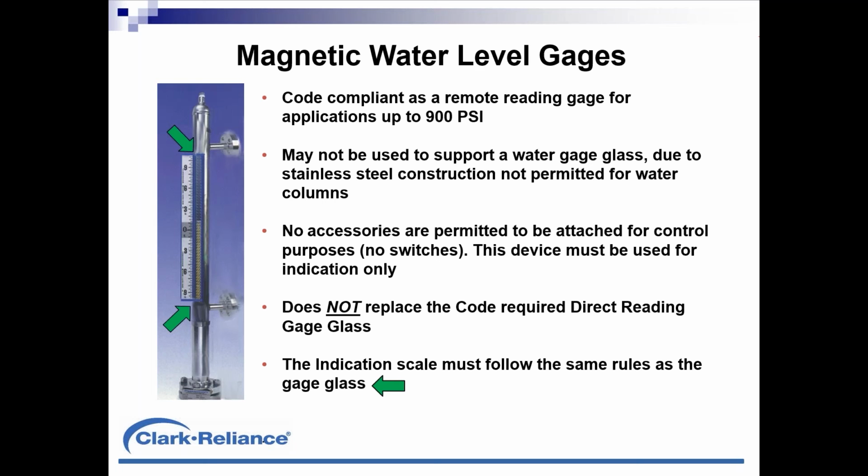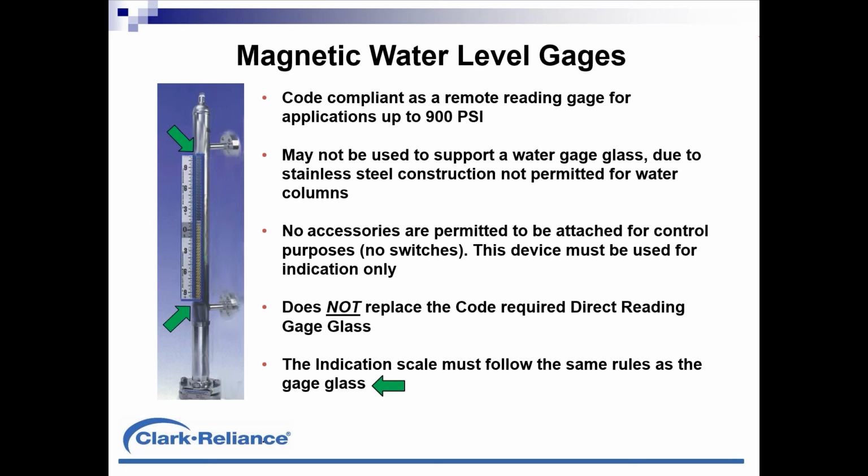level gauge. And those magnetic level gauges are constructed from stainless steel so that the magnet on the float doesn't just attract to the chamber and stick in one spot as it would do if the chamber were made from carbon steel. The code only permits 3 materials for water columns: ductile iron, cast iron, or carbon steel pipe. Stainless steel is not permitted for the construction of a water column.